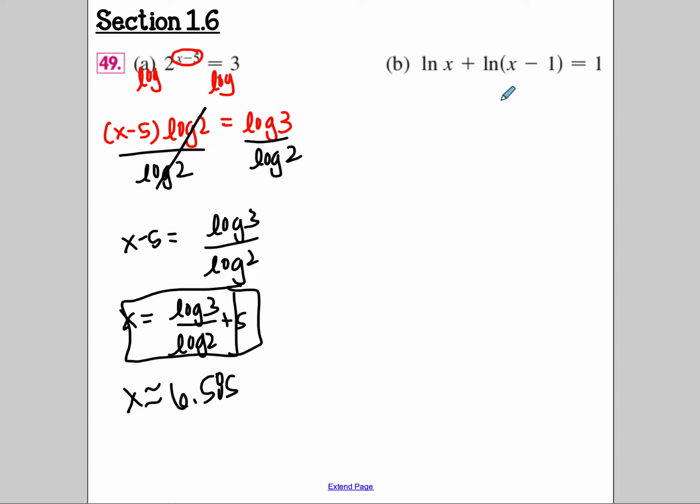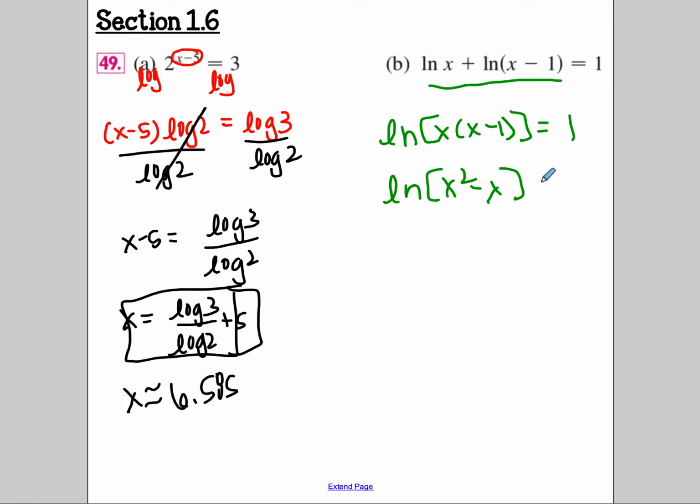So in order to get rid of ln's or logs, you need to make sure there's only one on each side. So I would put those together with multiplication. So I'd have x times x minus 1 equals 1. And then I would just simplify. So I would have x squared minus x equals 1.